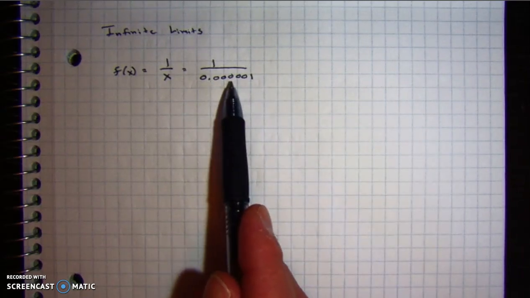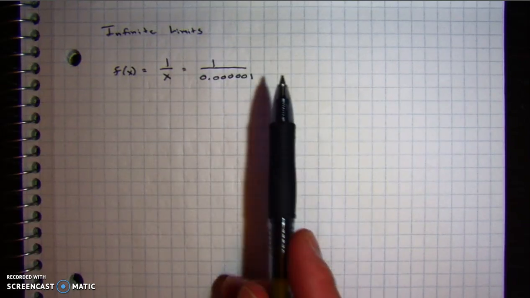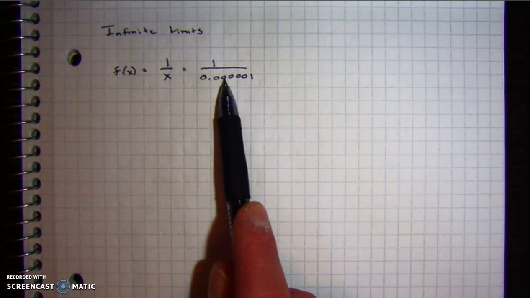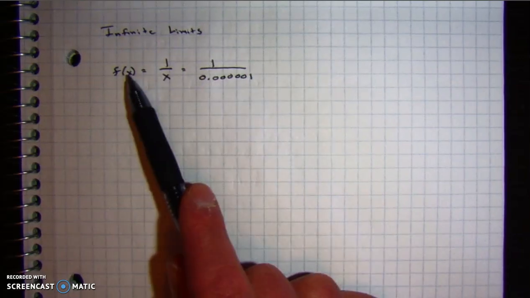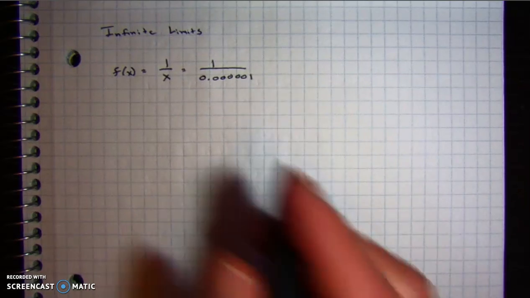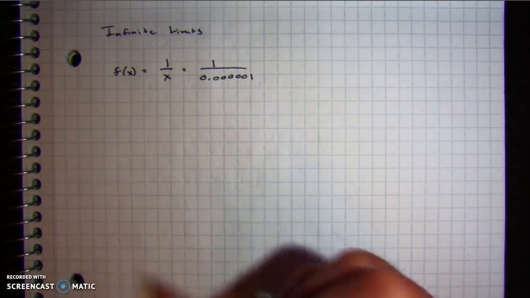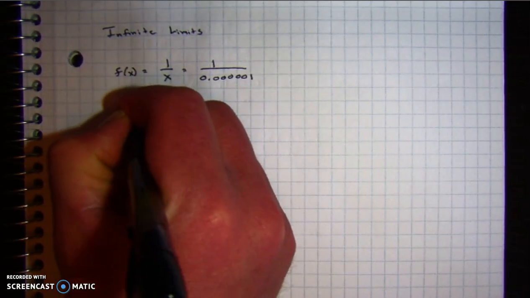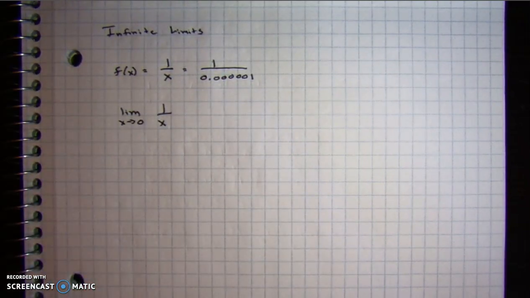If this kept going and going, f of x would just get larger and larger. Since there's no stopping how many digits you could have after the decimal place, the value of f at these really small numbers gets really, really big, with no end to it. So what happens if we take the limit as x approaches 0 of 1 over x?